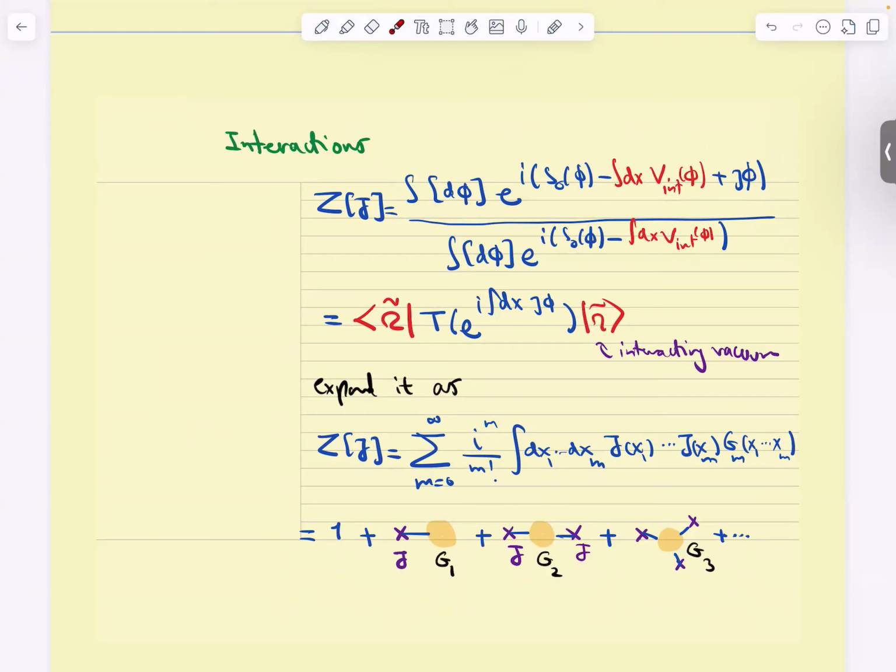What's the starting point? The starting point is Z of J as before, path integral over phi, e to the power of i S, the action. But now next to the free term, you have an interaction term, V interaction of phi, and then J phi. This V interaction is also down here in the normalization.